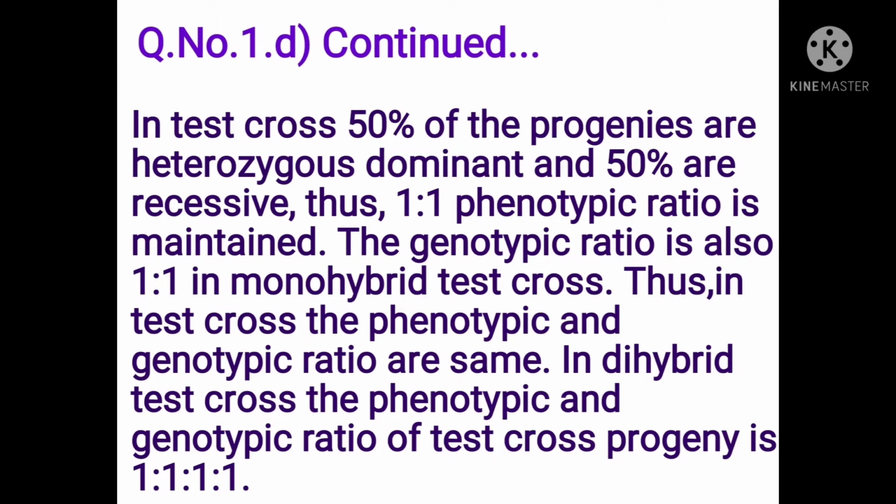In test cross, 50% of the progenies are heterozygous dominant and 50% are recessive. Thus, 1:1 phenotypic ratio is maintained. The genotypic ratio is also 1:1 in monohybrid test cross. Thus, in test cross, the phenotypic and genotypic ratio are same. In dihybrid test cross, the phenotypic and genotypic ratio of test cross progeny is 1:1:1:1.